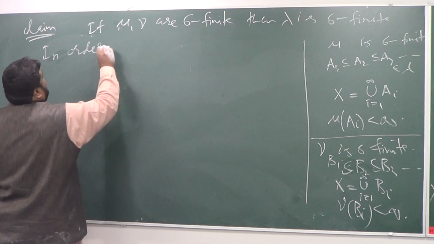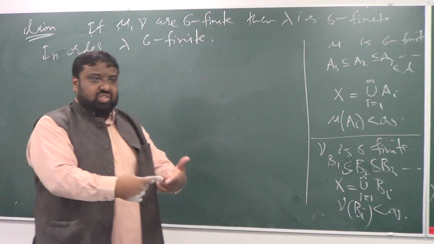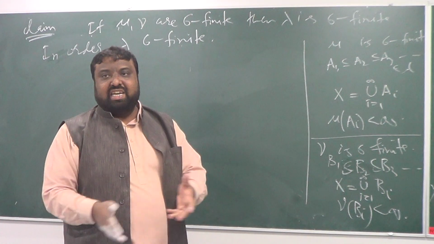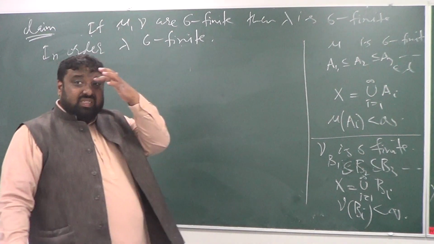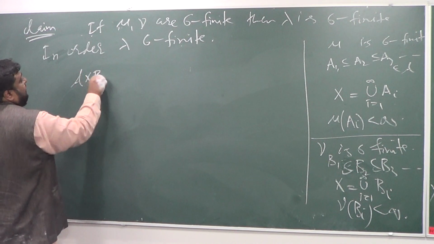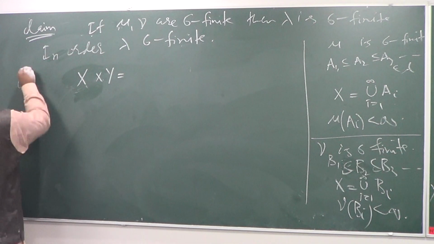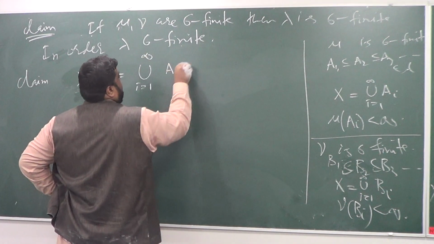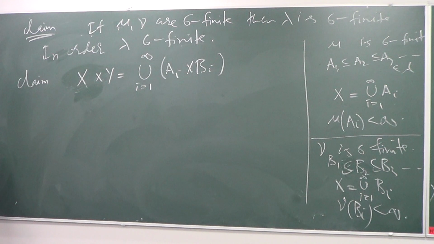In order to show lambda is sigma finite, what do I need to do? I need to find an increasing sequence of sets which increases to the collection of all rectangles, calligraphic A cross calligraphic B, and each element in the union has a finite measure. The claim is that this X cross Y can be written as the union over i equal to 1 to infinity of Ai cross Bi. And definitely you have to be careful.